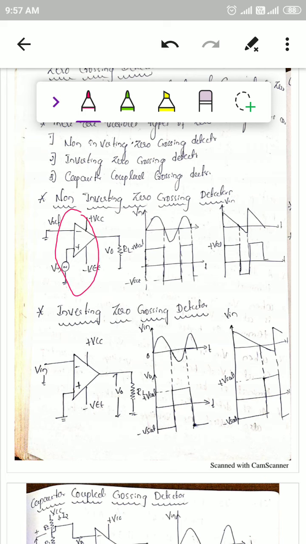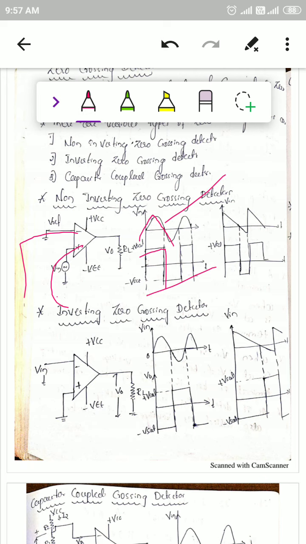So it is a non-inverting zero crossing detector. Why? Because the input is given to the non-inverting terminal and the inverting terminal is grounded. That is why it is a non-inverting zero crossing detector. The sine wave is your input and the square wave is your output. The function of this detector is to detect the zero crossing of the input signal. Whenever the input signal crosses the zero line, it produces a square pulse.